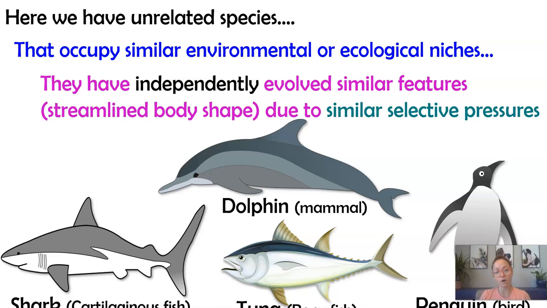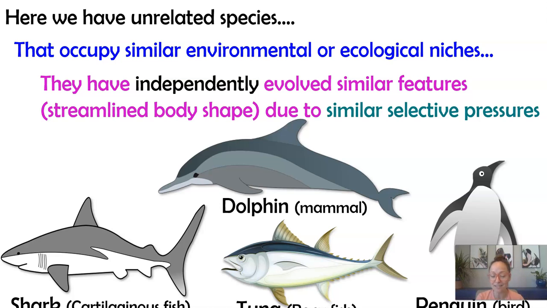So if we look at the dolphin, that's a mammal, and the penguin, that's a bird, right? They both have this streamlined body type because that shape is going to be selected for. Think about a boxy fish. A boxy fish isn't going to be able to swim fast, versus the streamlined shape, which is for speed.